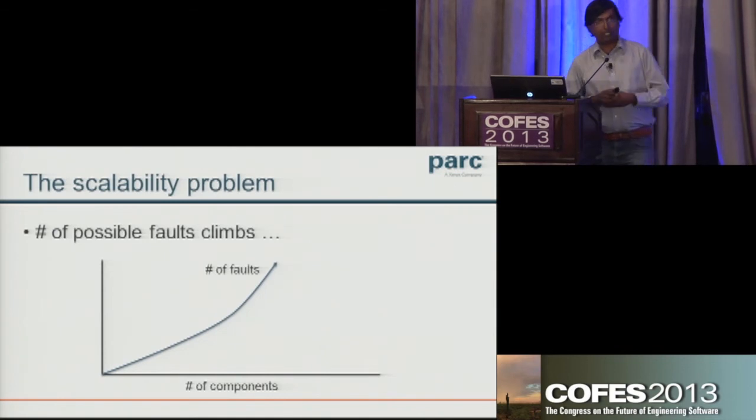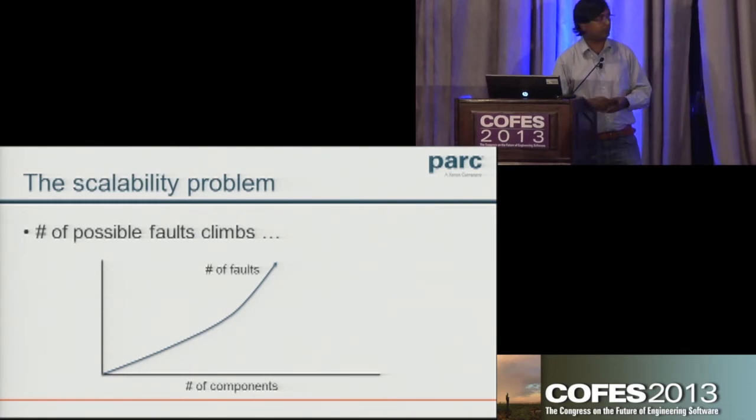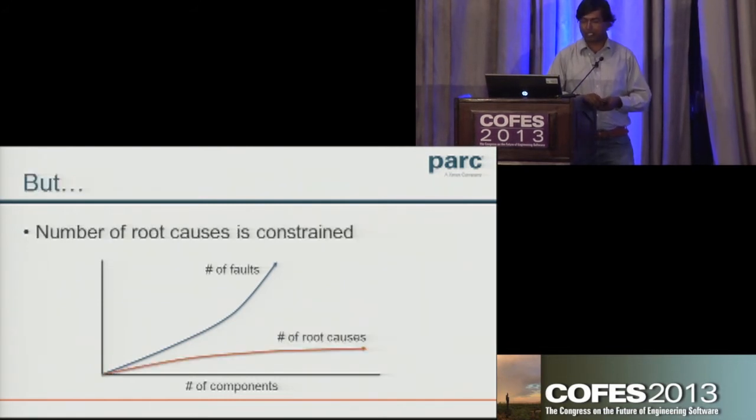Here's a plot that shows how it actually scales. You have number of components on the x-axis. On the y-axis, you have the number of faults. It grows polynomially because you not only have multiple fault modes per component, you have faults that arise out of interaction between components and even communication between components. So the number of faults can just blow up on you in a big enough system.